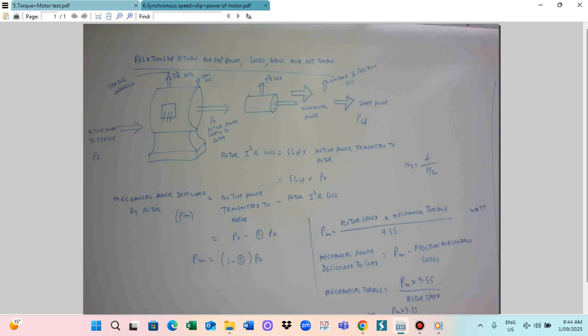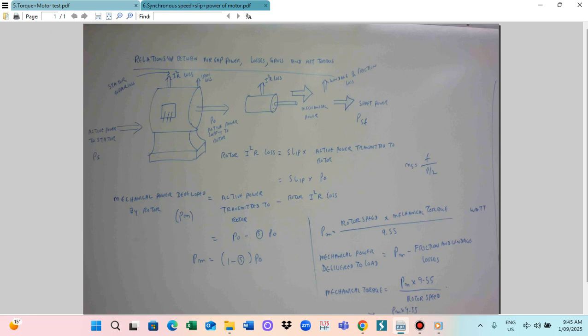P0 is the active power supplied to the rotor. This is the rotor winding, and this is the rotor bar. Here a power loss also happens, the I square R loss. Then it becomes mechanical power, as the rotor is attached to the load. Eddy current and hysteresis losses also happen in the rotor. These are the iron loss, the eddy current and the hysteresis.